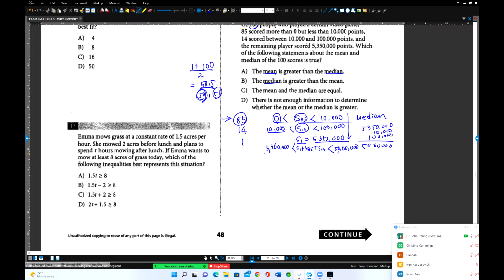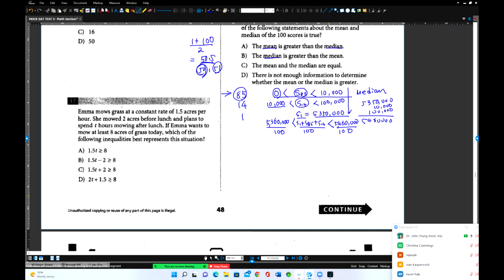So what does it mean? You can divide it by 100, right? The total divided by 100 is going to give us the mean. But we still have a range of means, right? Divided by 100, actually how much? 54,600. The other one is 53,600. That's the mean.